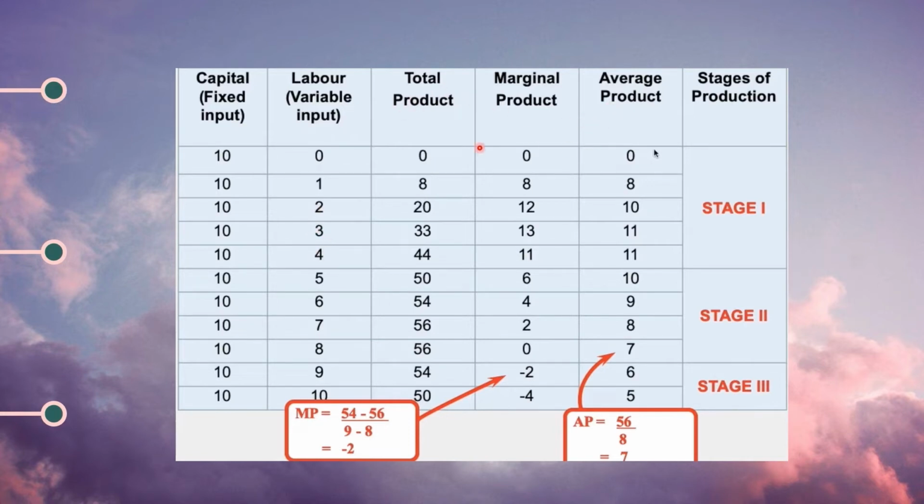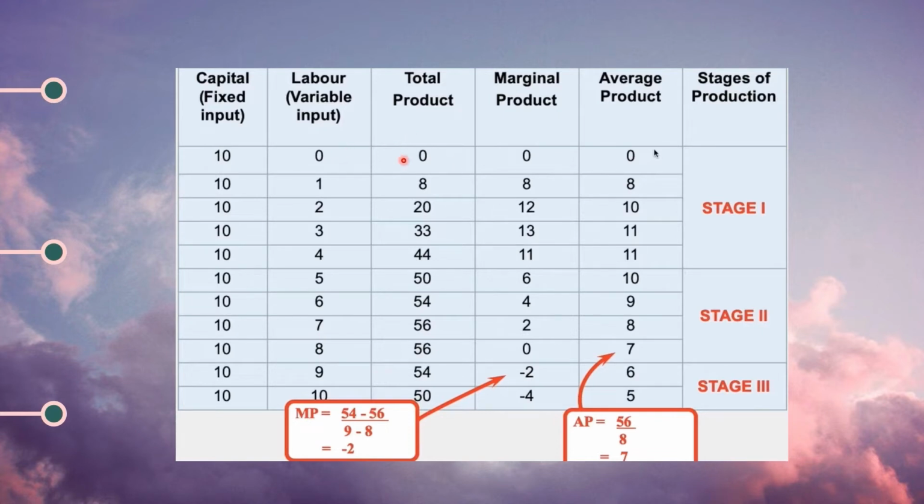Okay, so how are we going to calculate the MP, AP, and so on? From here, they give the total product. So the marginal product, how to calculate? From the formula, we know the marginal product is the change in TP divided by the change in QL, which is the quantity of labor. At this stage we do not have to calculate anything because even though there are 10 capital here, there is no labor. That is why when there is no labor, there is no production. They cannot produce anything because there is no labor.